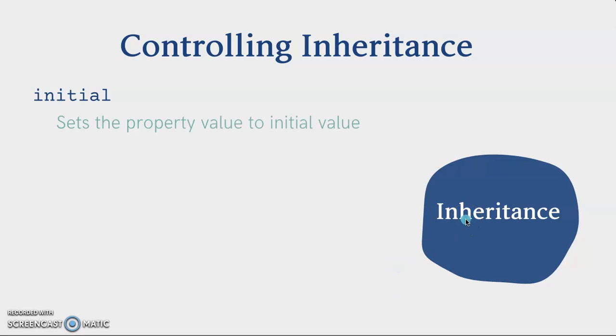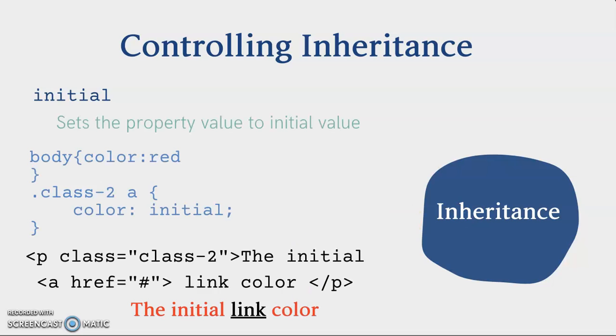Initial sets the property value to its initial value. So in this case, once again, when the body is styled to the color red and a class is given to the linking attribute with the value initial, the color is changed to the initial color, and in this example, the linking color is black.